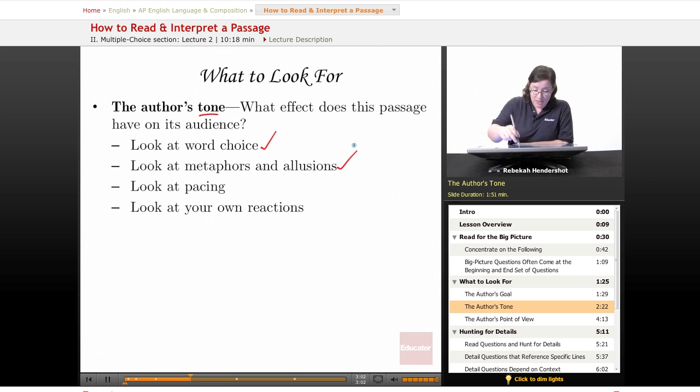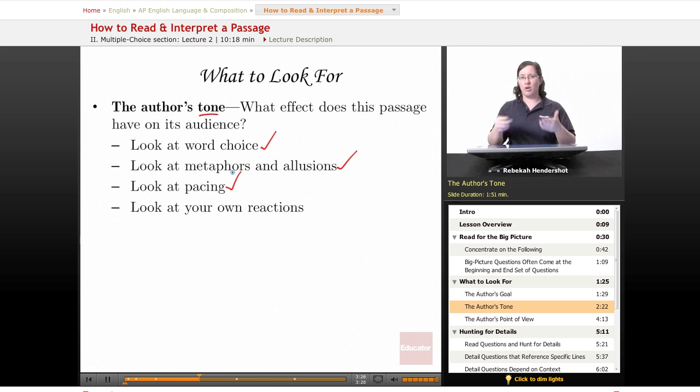Finally, secondarily, look at metaphors and allusions. If he's using analogies, if he's saying that, oh, this is a this, or he's alluding to classical literature or other works in culture. Look at that kind of thing. That tells you the tone that he's trying to establish. Somebody who refers to a Hollywood blockbuster is different from someone who refers to the Iliad. That tells you tone.